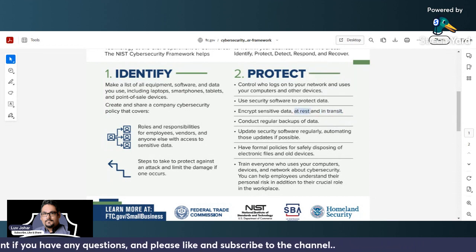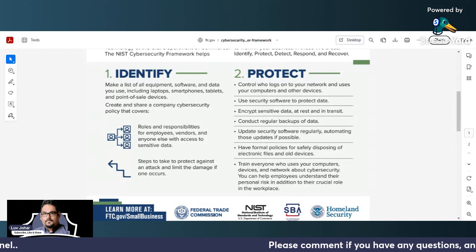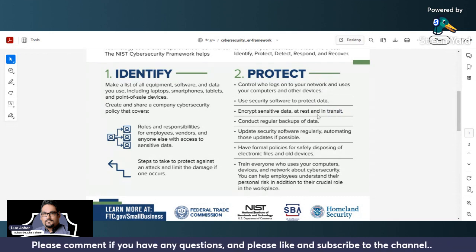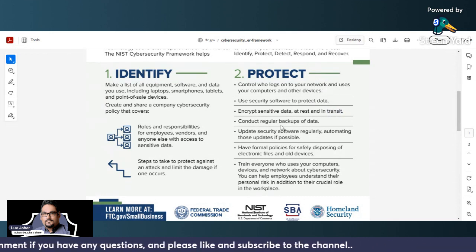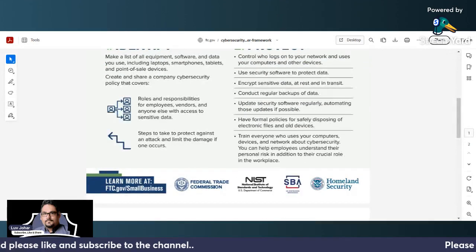Okay, so at rest you can have full disk encryption and database encryption for your database and hard disk drives, and in transit you can have TLS and SSL encryption in place. And IPsec encryption, so you can use that in transit as well. So after that, you need to conduct regular backups of your data under protect, which is very important.